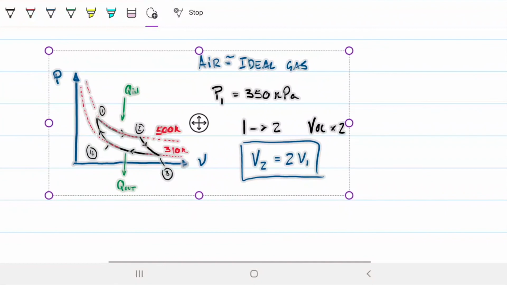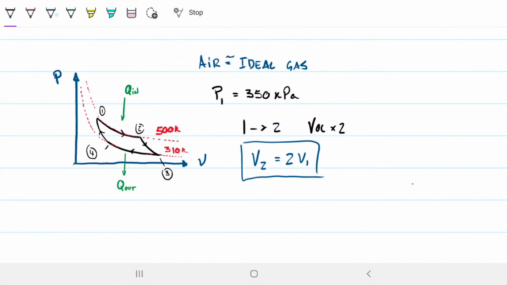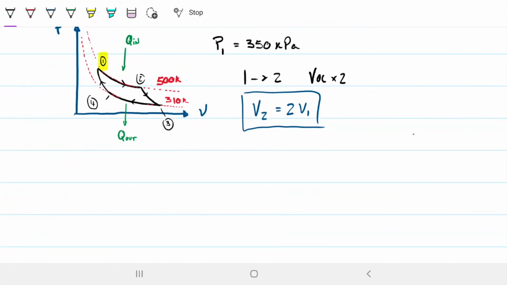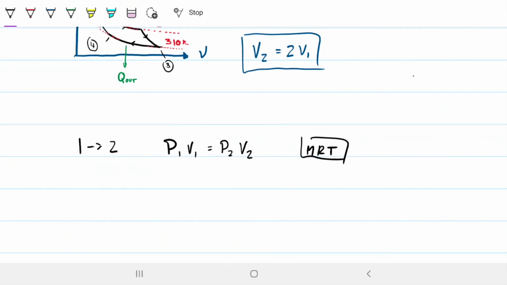Okay. So what I'm going to do now is I have P1, so I can use P1 to calculate P2, and I can use P2 to calculate P3. Another option would be you can use P1 to calculate P4, and then P3. That would also be valid. Okay. So from state 1 to state 2, we have an isothermal. So remember, P1 V1 has to be equal to P2 V2 because mRT is constant. Right? So this is just from the ideal gas law.